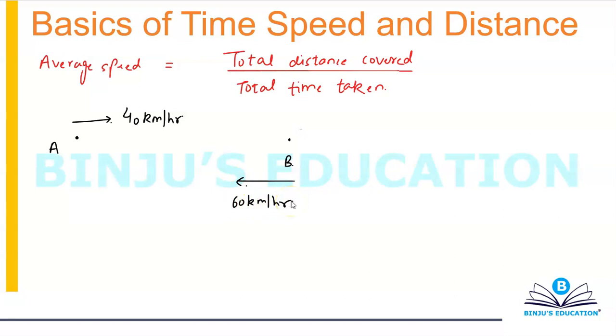What will be the average speed of the entire journey? The entire journey is going from A to B and then back from B to A. This is basically what I mean. So pause the video, try the question, you have the formula, try to plug in the values and try to fetch the answer.